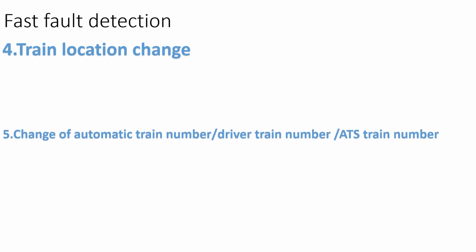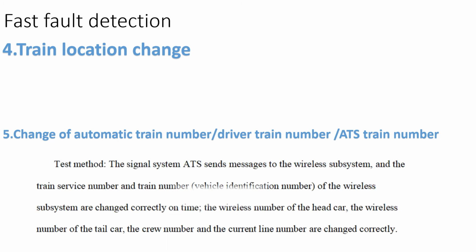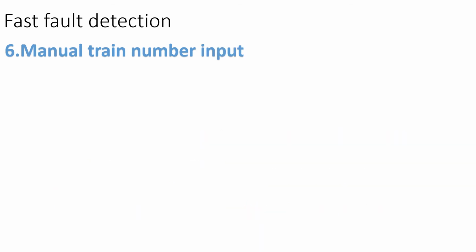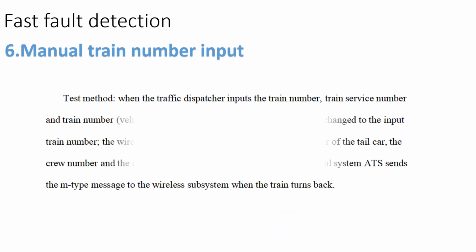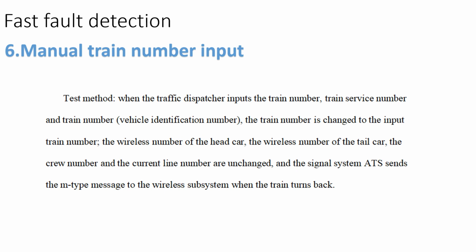The fifth is the change of automatic train number or driver train number, ATS train number. And the next one is manual train number input. So here is a test method.